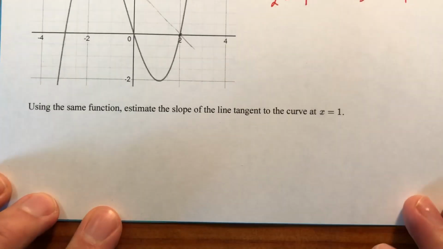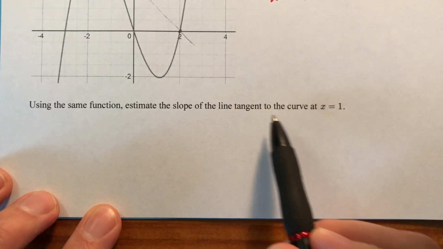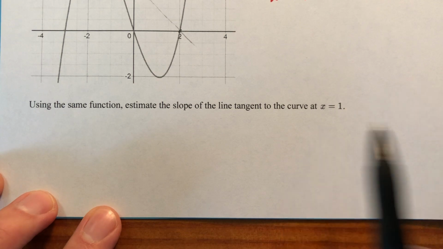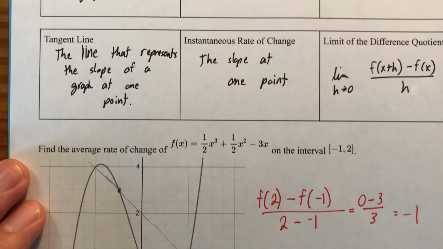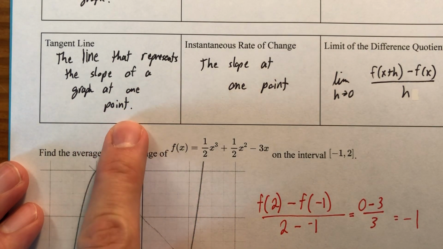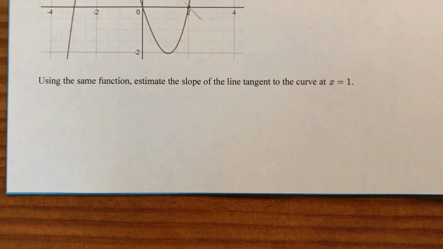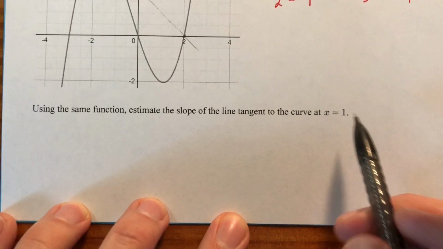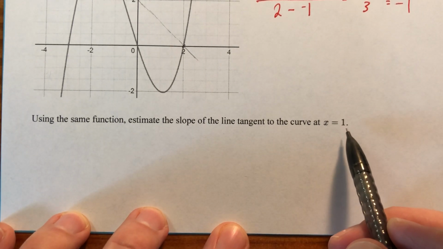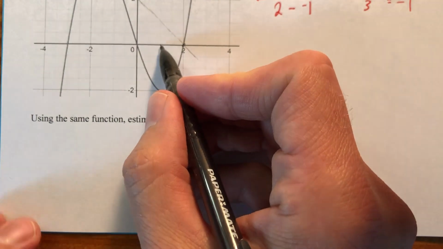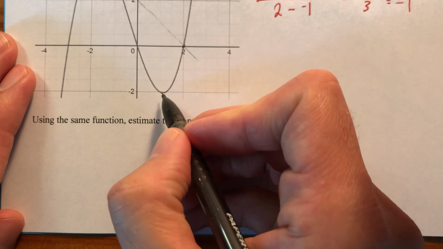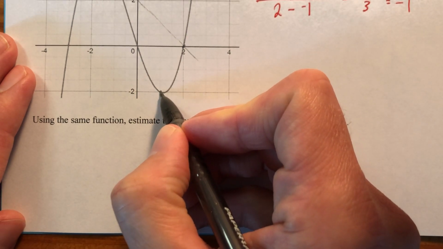So using the same function, estimate the slope of the line tangent to the curve. Tangent to what? Okay, vocabulary time. It's the line that represents the slope of a graph at 1 point. So I want to draw a line at x equals 1. And it's going to be right there.